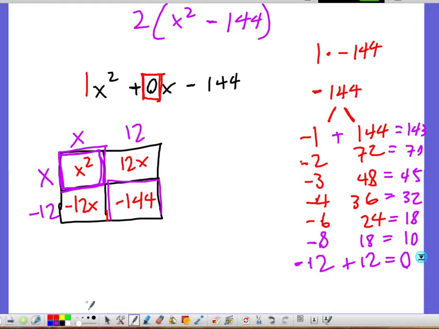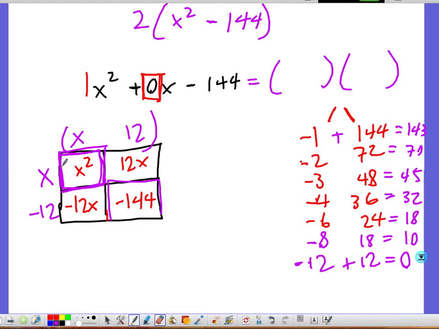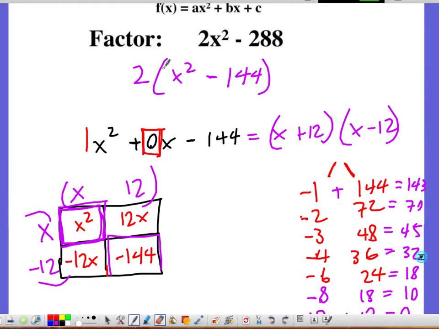And so now, I guess I can erase that. We can now factor that into two parentheses, and basically these are it. X plus 12 and x minus 12. There we go. Those are my two parentheses right there. And since at the very beginning we did take out a 2, my final answer is going to be 2 times x plus 12 and x minus 12. There we go. That is it.